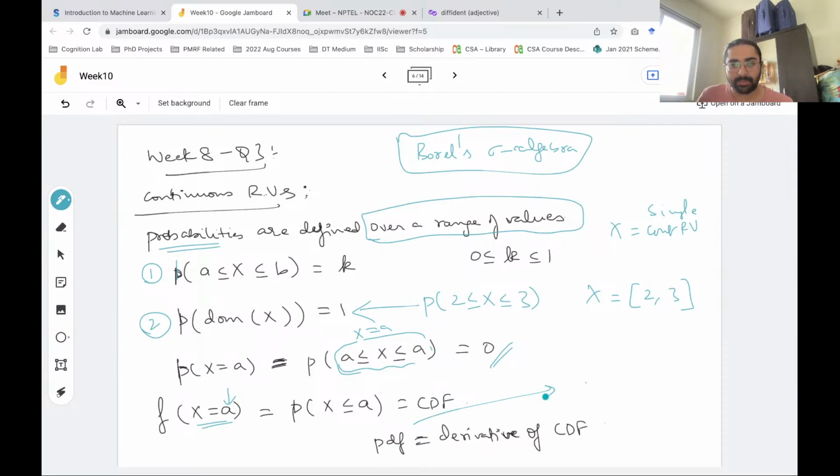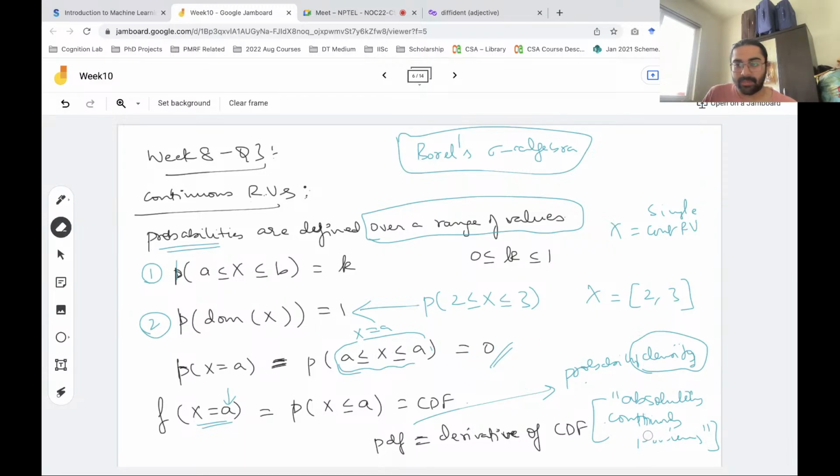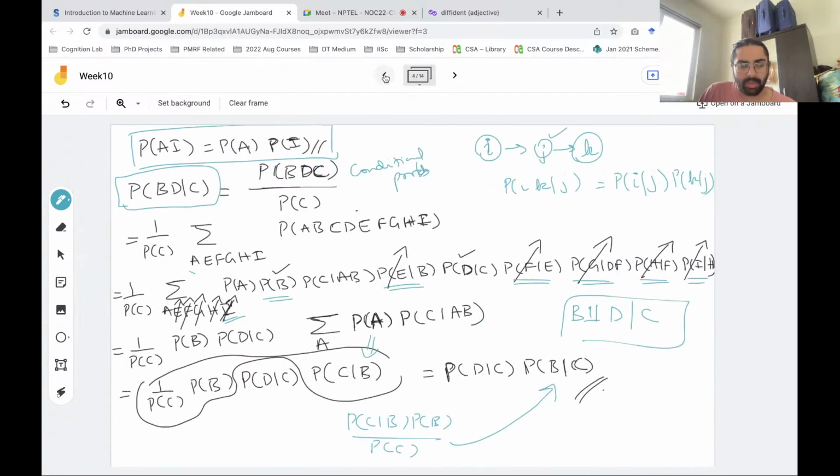And then we went ahead and found something called a PDF, the probability density function. This density should remind you of many things. This is taken as a derivative of the CDF, and if you want to be a math Nazi, you can say this is for absolutely continuous variables, because continuity can have different meanings. For some other types of variables, the derivative may not exist, but for absolutely continuous random variables, we say the PDF exists, and that PDF is the derivative of your cumulative distribution function.